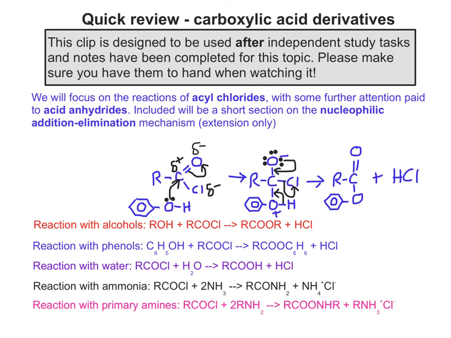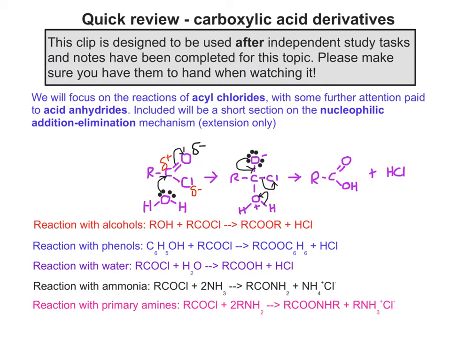So this is the mechanism for your acyl chloride plus phenol. This time it makes a phenyl ester, and just like before, it makes HCl. So in the case of water as a nucleophile, this time we get carboxylic acid and HCl. So at this point, hopefully you're starting to see a bit of a pattern emerging, not only in the placement of the curly arrows, dipoles, etc. in the mechanism, but also what the products are.